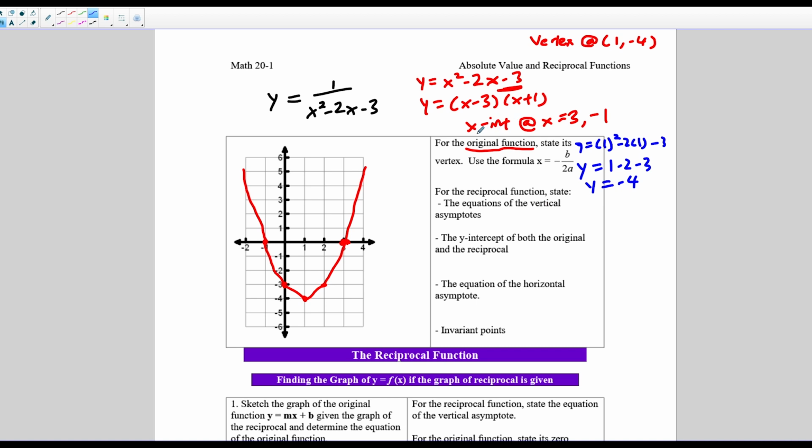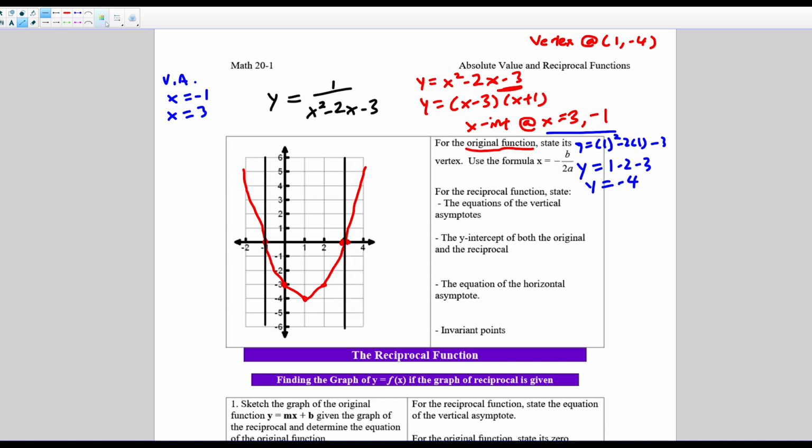Now remember what we said earlier, that the x-intercepts of the original were the vertical asymptotes of the reciprocal. So based off of what we wrote down here, our vertical asymptotes are going to be at x equals -1 and x equals 3. So let's go ahead and draw two vertical lines here.